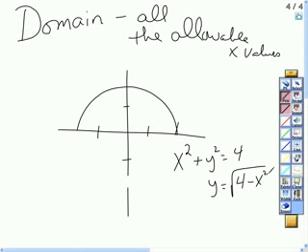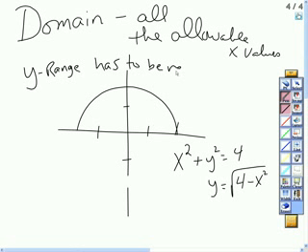Why is it that x has to be less than or equal to 2? Because you get a negative inside the radical, which gives you an imaginary number, right? For allowable values, remember, our y values, or our range, have to be real numbers. So any x that doesn't give us a real number for y is going to be a problem. In this case, anything bigger than 2 or less than negative 2 is going to cause us an issue.